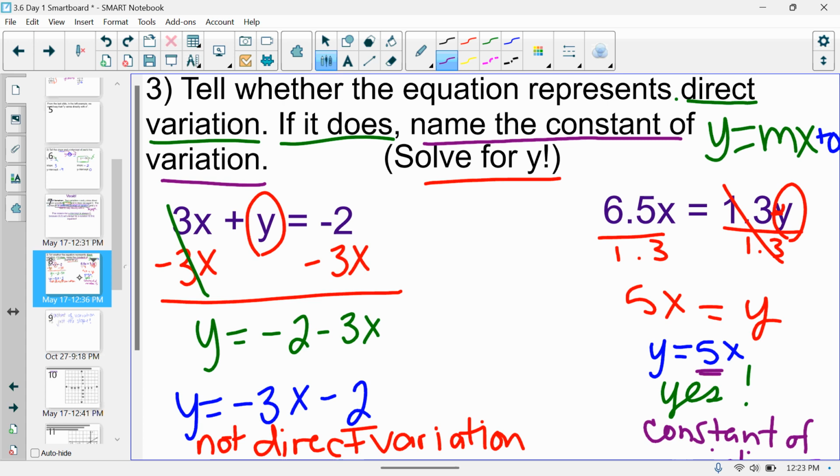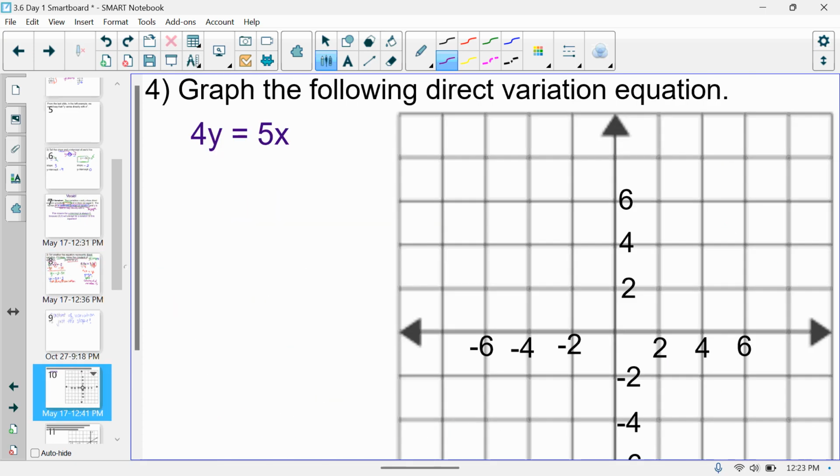Any questions on that type of a problem at all? Being able to tell whether something's direct variation or not when you're looking at the equation. Any questions on that? Okay, remember, there's going to be a variety of different types of questions we can answer about direct variation. Here's the second type of question we might see. It says, graph the direct variation equation.